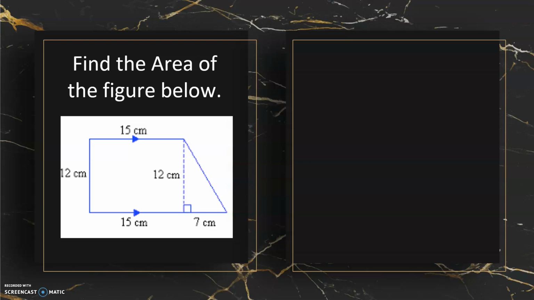Let's have some more examples. Find the area of this composite figure made up of a rectangle and a triangle. So again, to find the area of a rectangle, that will be length times width. So we'll have 15 centimeters times 12 centimeters, which is equal to 180 square centimeters. Okay, that is the area of this rectangle.